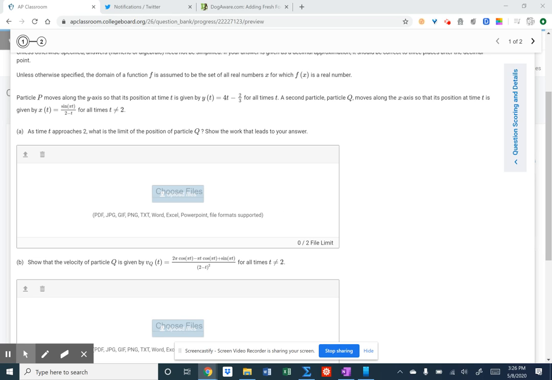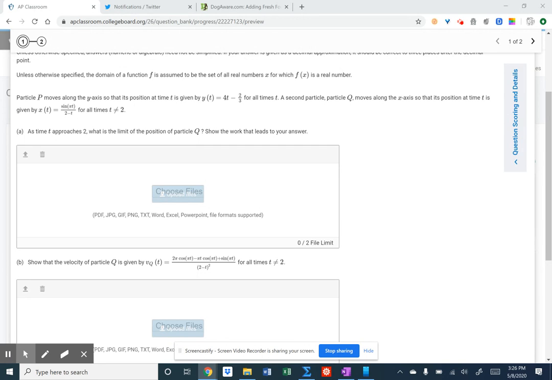All right, let's go over the solutions to the optional practice exam. If you took it, you should all be familiar. We're given two different particles, one moving along the y-axis, with position y of t equals 4t minus 2/3 at all times t, and the second particle Q, which moves along the x-axis, with position x of t equals sine pi t divided by the quantity 2 minus t for all times t except at 2, because we'll get division by 0.